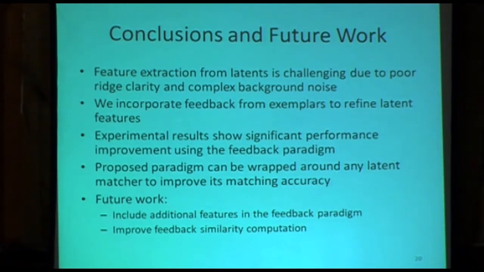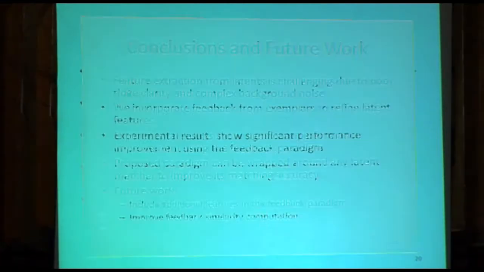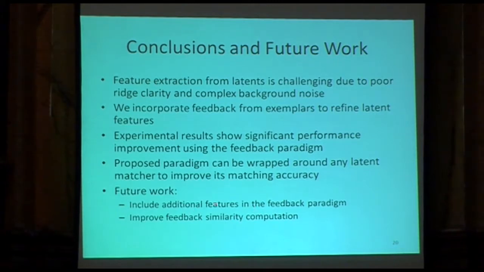Some of the future work is, of course, that currently there are cases where even feedback from the imposter results in improvement in the rank for the imposter exemplar. So we need to design the similarity computation in a better way. And the other thing is we can include additional features. Currently, we just work with the orientation and frequency features. We may try to include level 2 features like minutiae in the future. Thanks a lot.